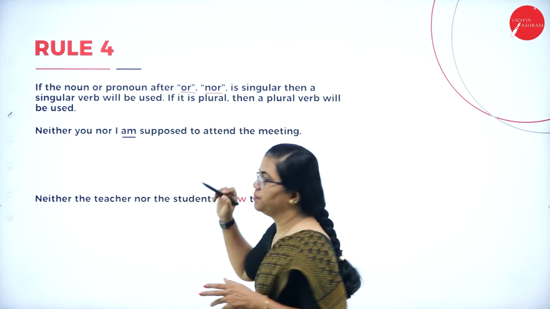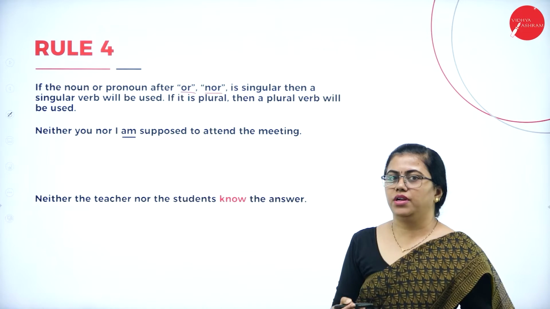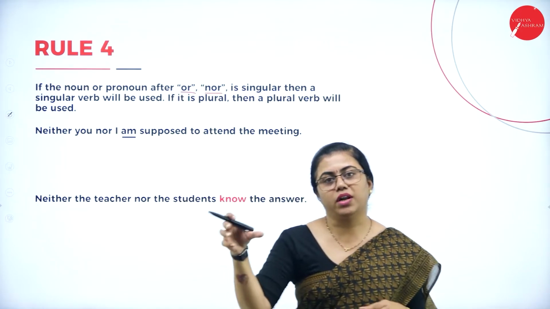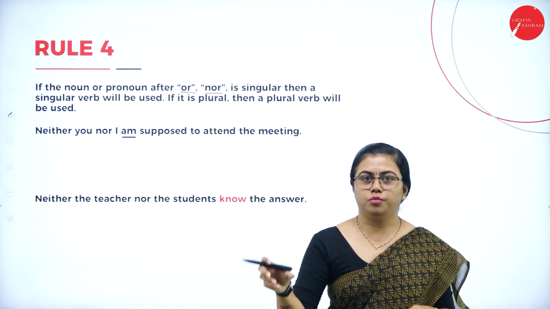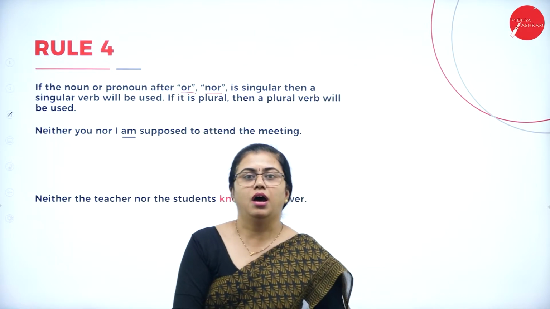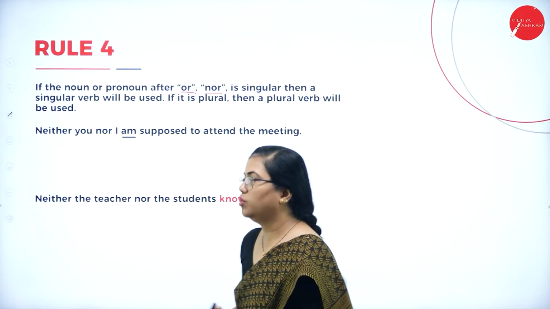Okay, so next, rule number 4: the noun or pronoun that comes after words like or, nor, or whatever has to be considered whenever you're filling the verb. Whatever verb you are using should be in concord with whatever pronoun or noun you are using after or, nor.